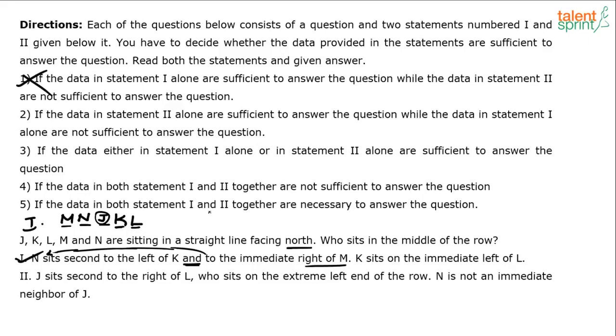We have to verify. So now let's try case 2 or statement 2. J sits second to the right of L. Who sits on the extreme left end of the row? J sits second to the right of L. Who refers to preceding person? L. L sits on the extreme left end of the row. So 1, 2, 3, 4, 5 positions. L is on the extreme left. L is here. J sits second to the right of L. First and second. J sits second to the right.